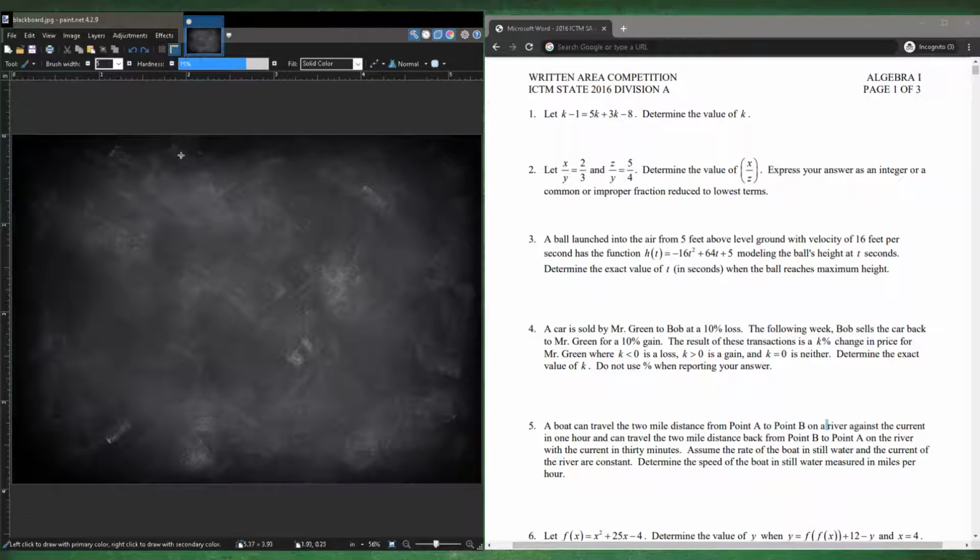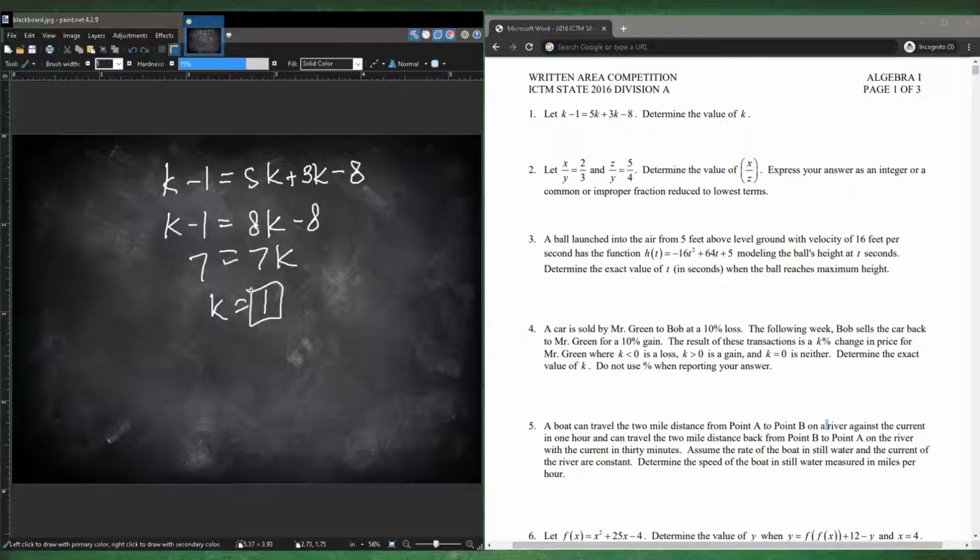Okay, number 1. Let k minus 1 equals 5k plus 3k minus 8. Determine the value of k. So simple arithmetic, so 8k minus 8, so that's a 7k, that's a 7, so k equals 1. And that's your answer for number 1.